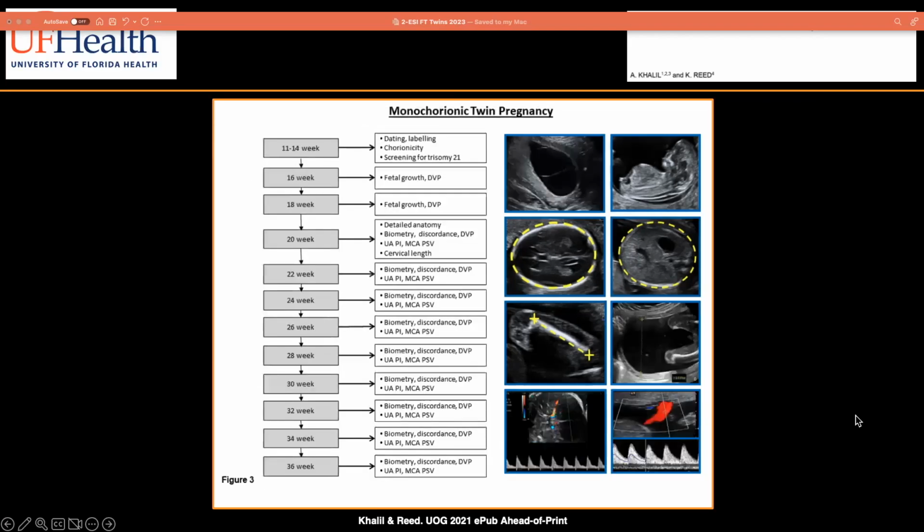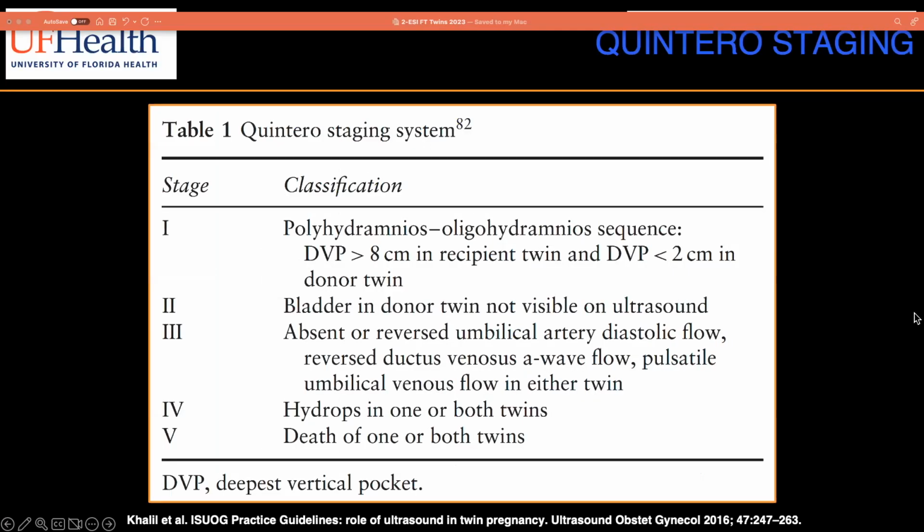However, when you have monochorionic twins, they are followed from 16 weeks on every 2 weeks. And you're going to initially start growth in maximal vertical pockets. Then you do your detailed anatomy, cervical length, and Dopplers as well, starting at 20 weeks, and you follow them every 2 weeks.